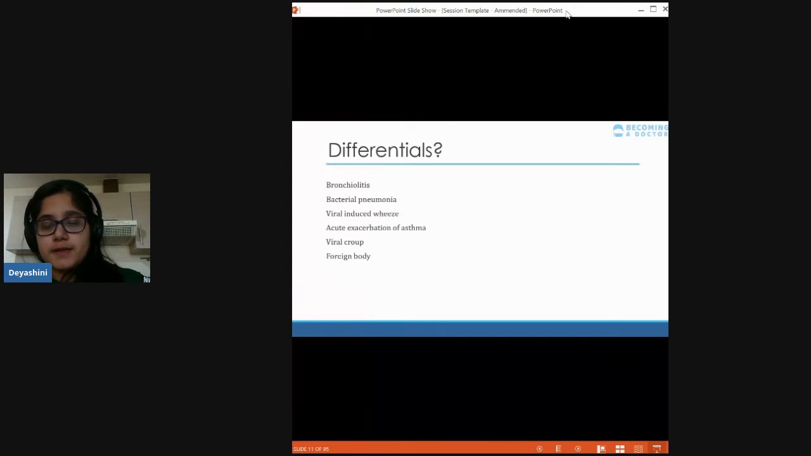Okay, in the interest of time, I'm just going to move on. So I was going for a bronchiolitis kind of picture. This is quite typical. It tends to happen more around the autumn, winter time.